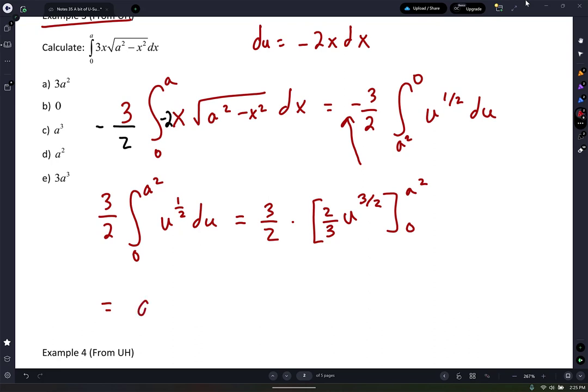So I'm going to write a squared to the 3/2. Once you have new limits, you don't go back to your x. Remember, guys, minus parentheses 0 to the 3/2. Law of exponents comes in: a power raised to a power, you're going to multiply those together. And you're just going to get a to the 3rd.